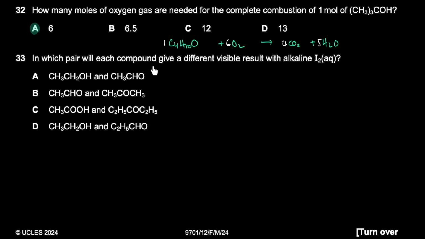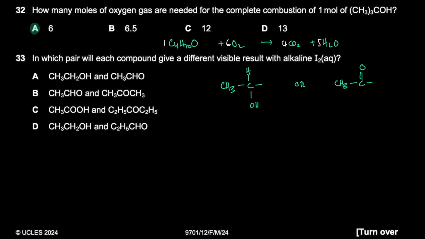In which pair will each compound give a different visible result with alkaline aqueous iodine? Alkaline aqueous iodine is a test for the CH3CHOH group or the CH3CO group. It only works for either carbonyl compounds or alcohols. So it won't work for something like a carboxylic acid, such as ethanoic acid. If it's an alcohol, it has to have the CH3CHOH group, and if it's an aldehyde or a ketone, it has to have the CH3CO group.